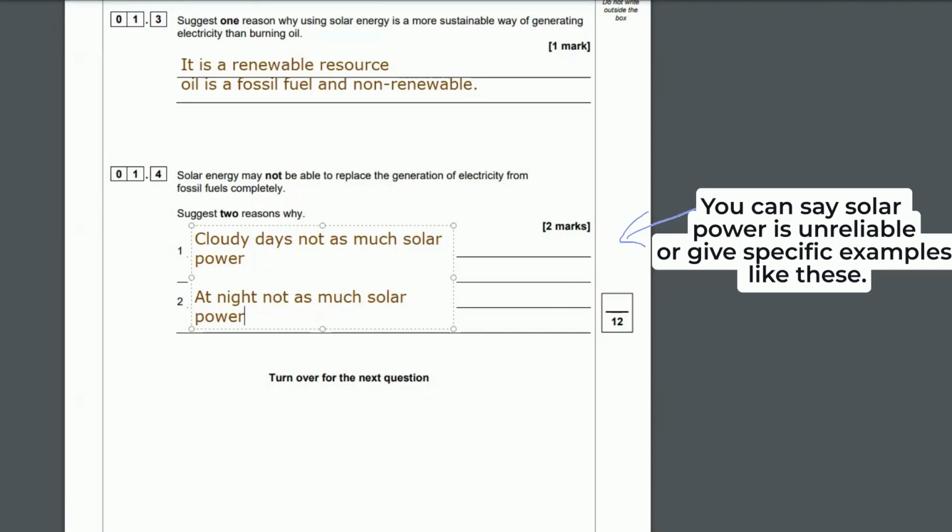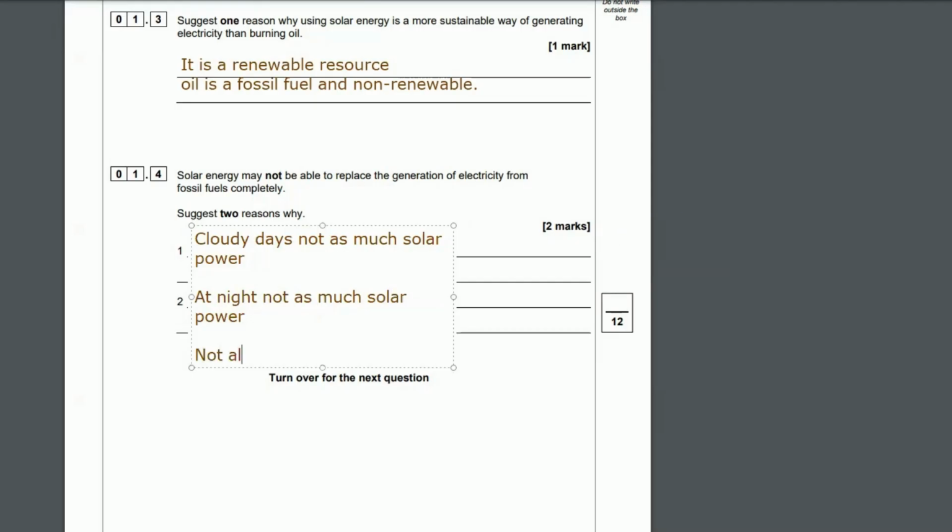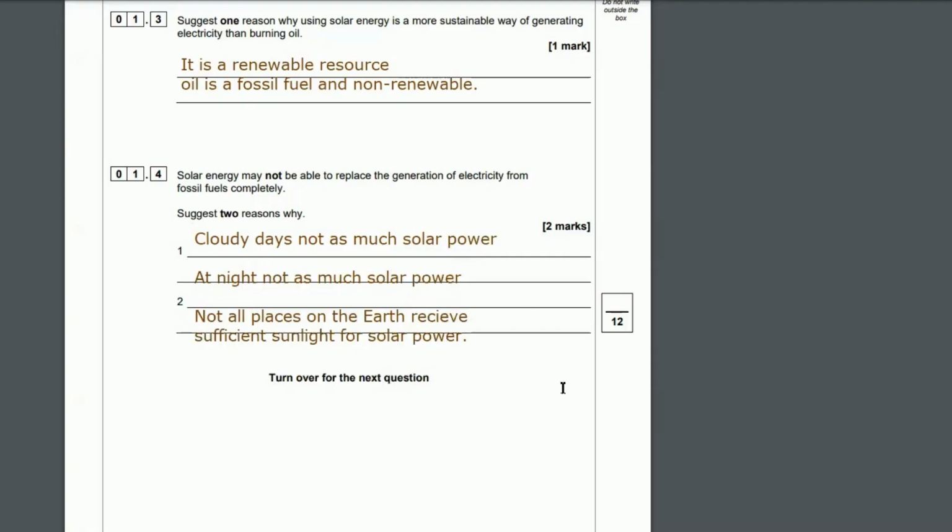You can't be guaranteed. Not all places on the earth receive sufficient sunlight for solar power. There are places on the earth which don't get more than about 8 hours of sunlight a day. So they're not going to get enough solar power to run train stations or hospitals. Hospitals have to be kept on all day and night.